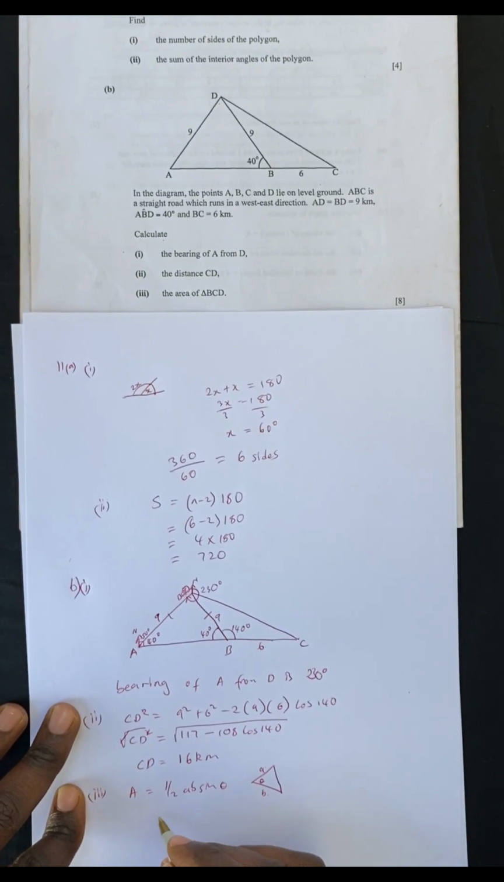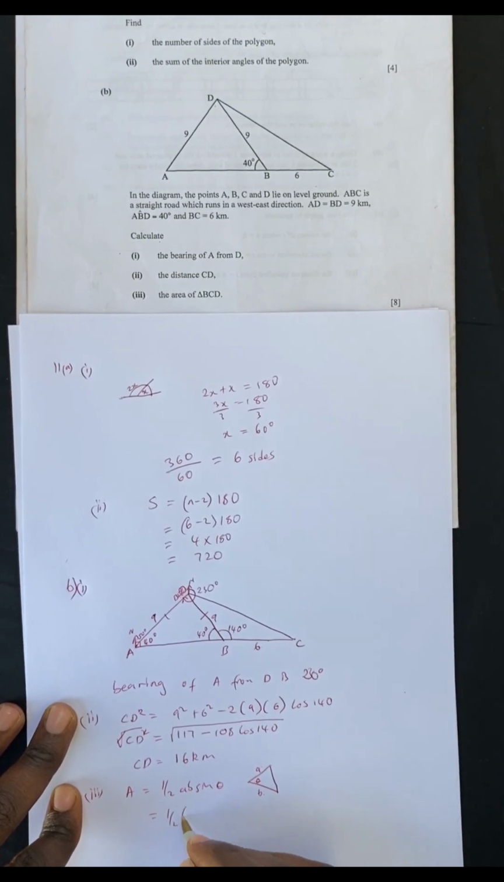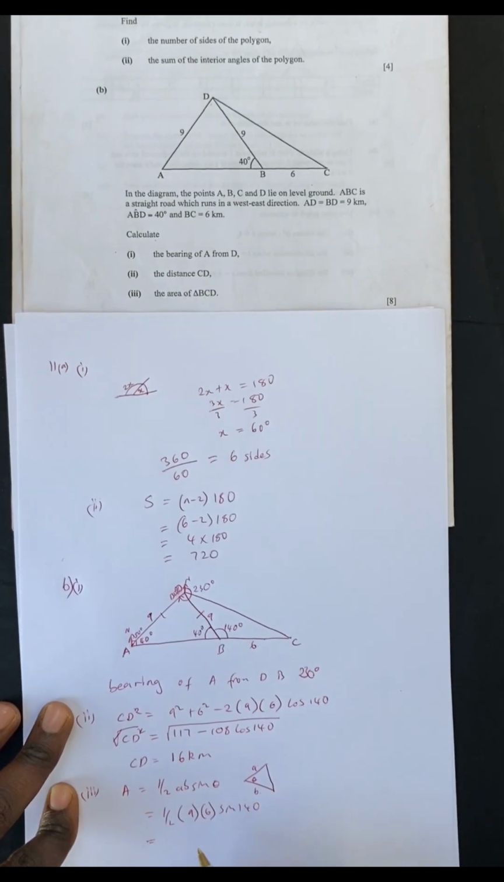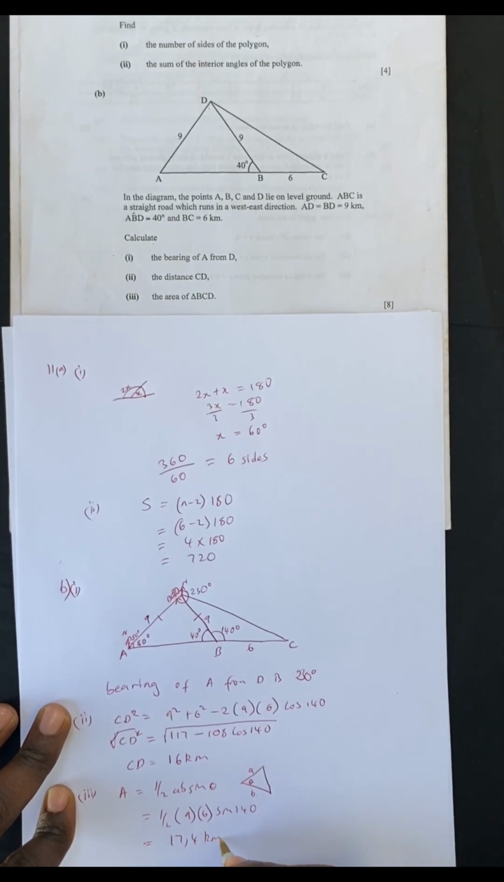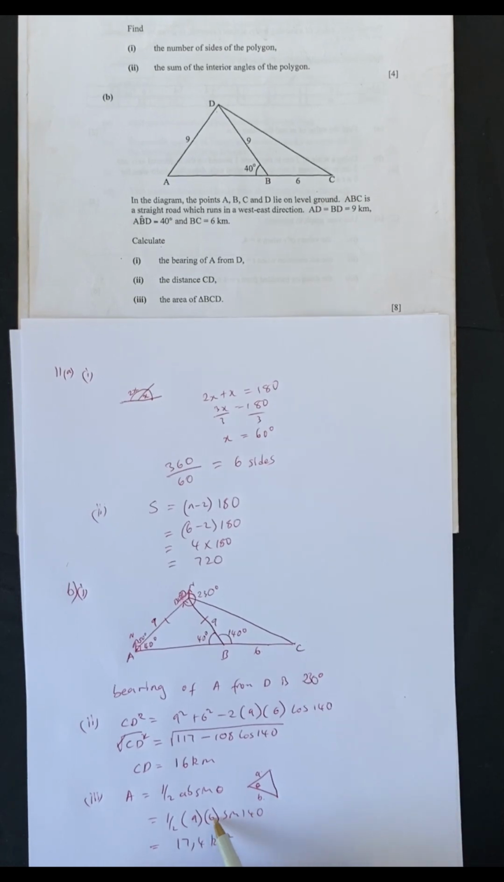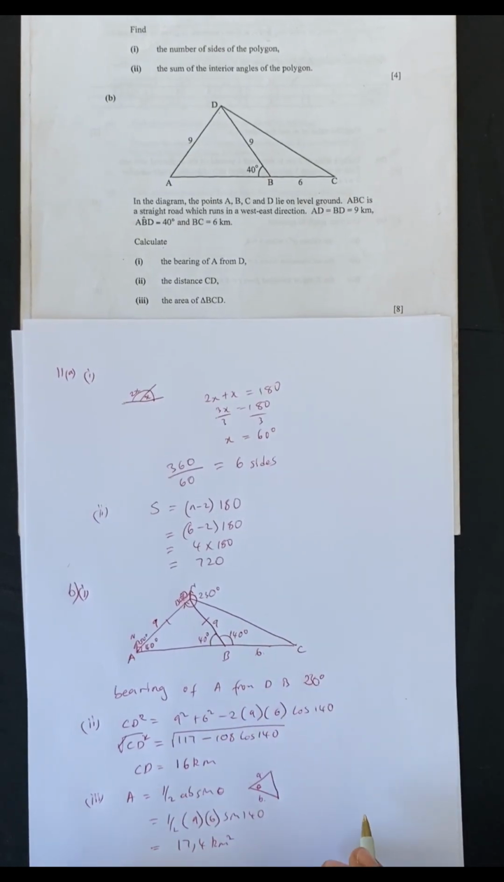So our area is equal to half multiplied by 9 multiplied by 6 sine 140, and this is equal to 17.4 square kilometers. We're using square kilometers because our measurements here were in kilometers.